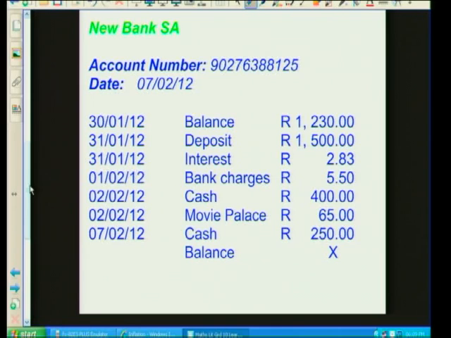Right, now, let's have a look at that. First of all, we see the name of the bank. There it is over here. It's called My New Bank South Africa. We've got an account number. Here it is, 902763882125. What this doesn't have, though, folks, is a name. Now, remember I told you you had to have a name on a bank statement. Now, what I'm showing you here is not a full bank statement. It's just a little mini statement that you're getting from the ATM.